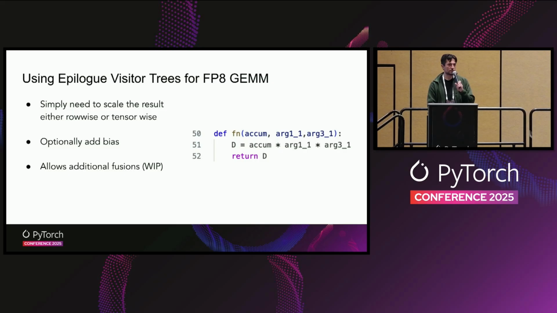And so we wanted to use Epilogue visitor trees for this because instead of hard coding, you might have to hard code every option where you might want to add the bias or allow additional fusions. But using the Epilogue visitor tree API allows us to leave those doors open for the future to have even more flexibility.